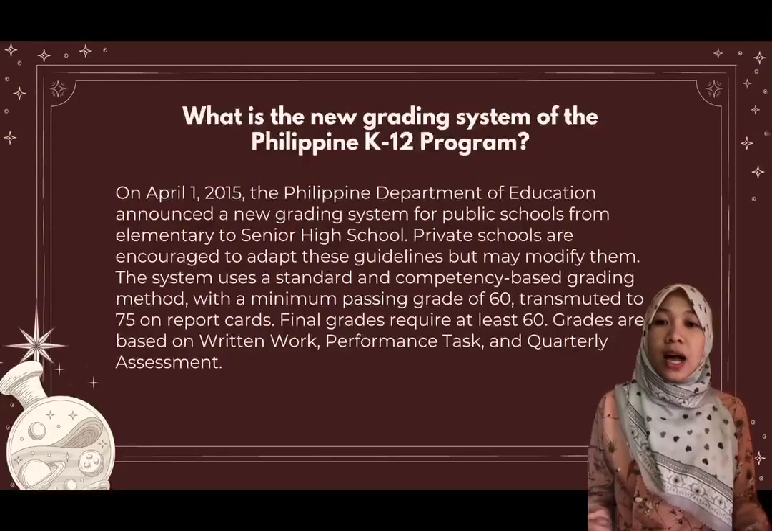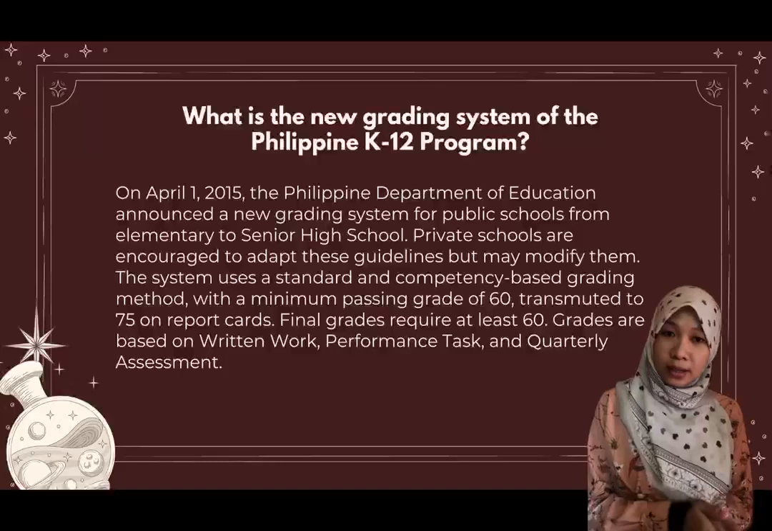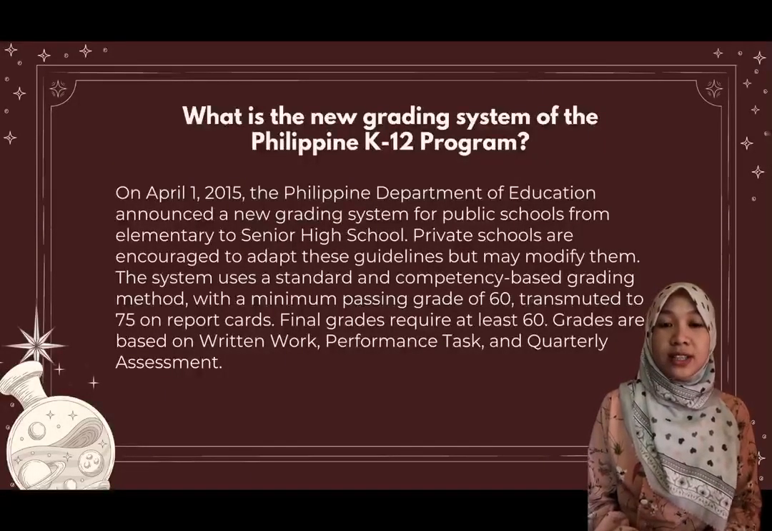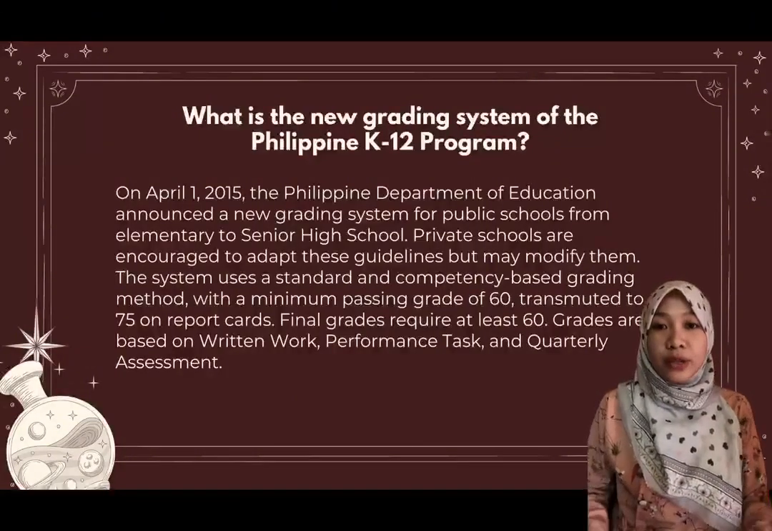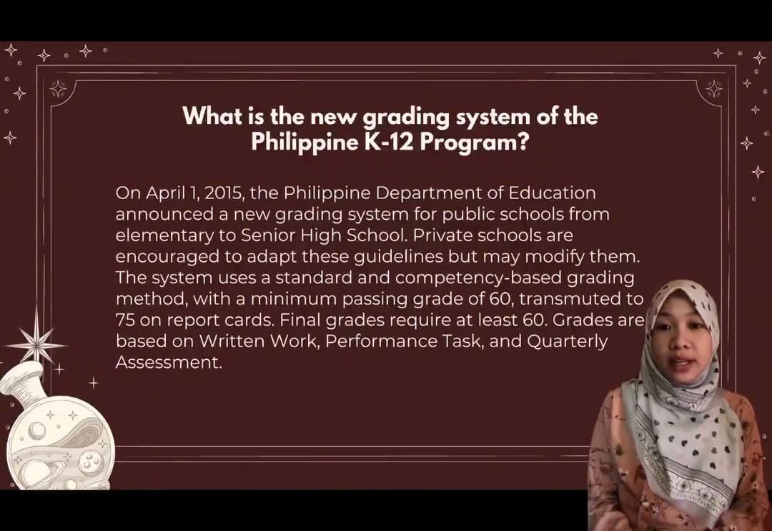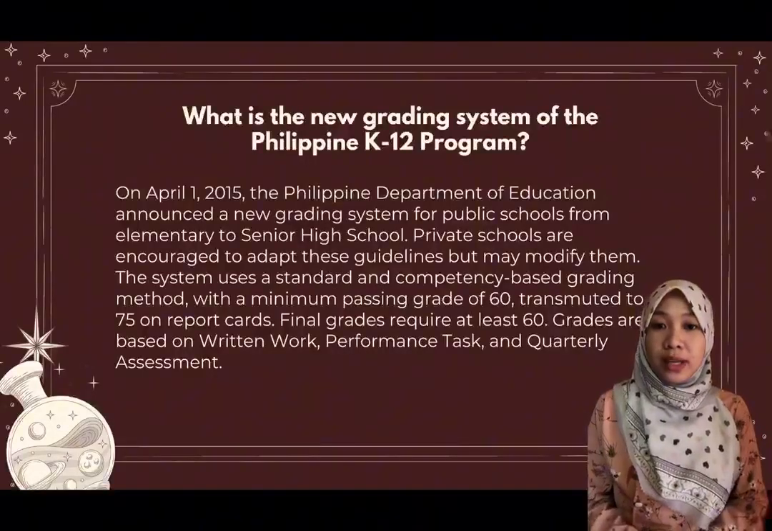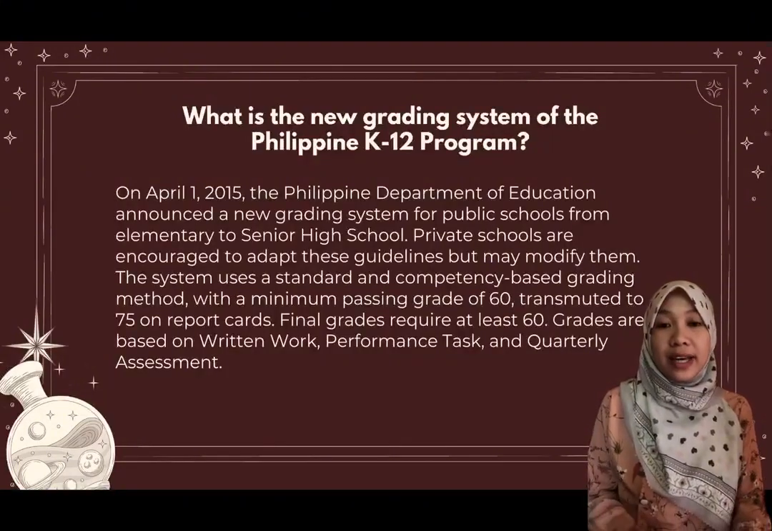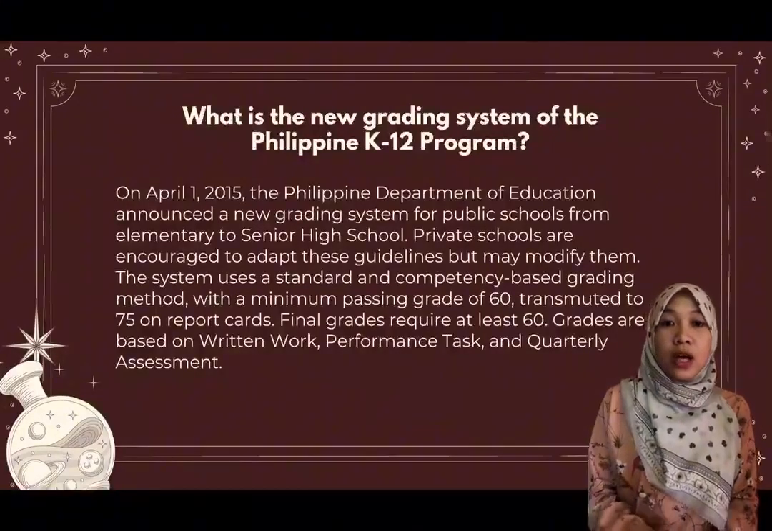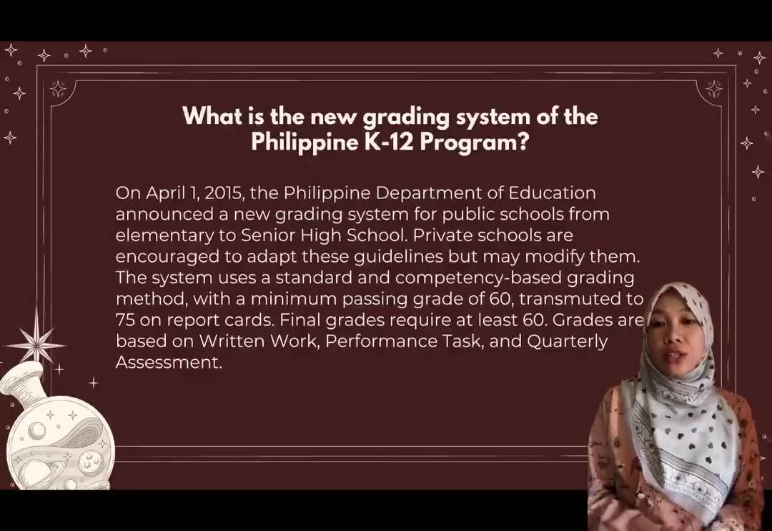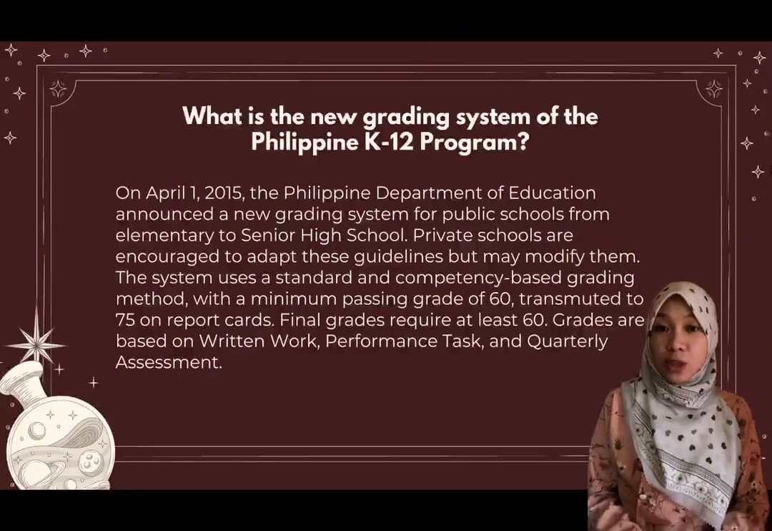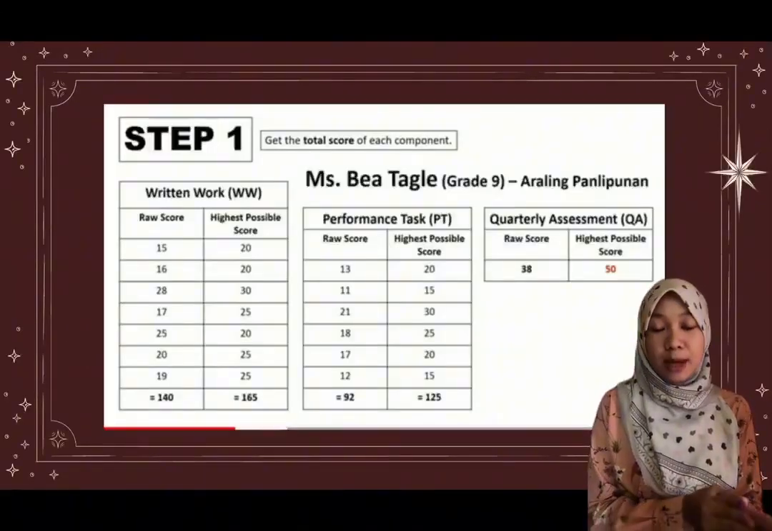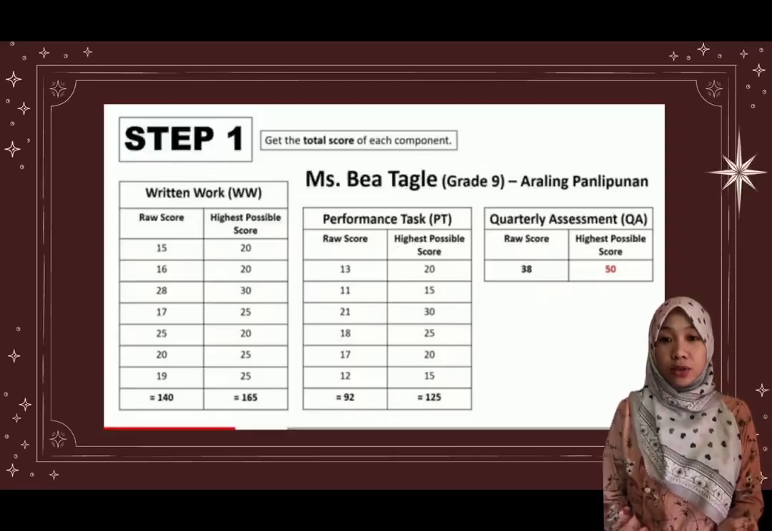Okay, so how are grades calculated? Your final grade is calculated using three components. This is what I mentioned a while ago: the written work, performance task, and the quarterly assessment, wherein each component has a different weight depending on the subject. In getting the total score of each component, we have to consider two things: the raw score and the highest possible score. And now let's discuss the steps to calculate grades.